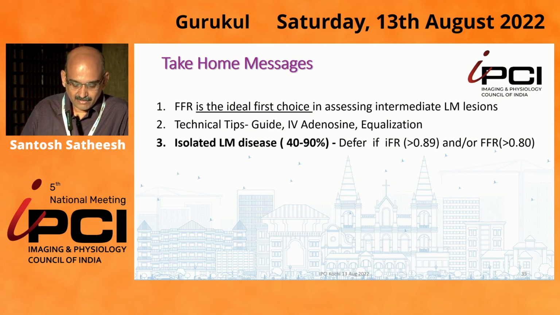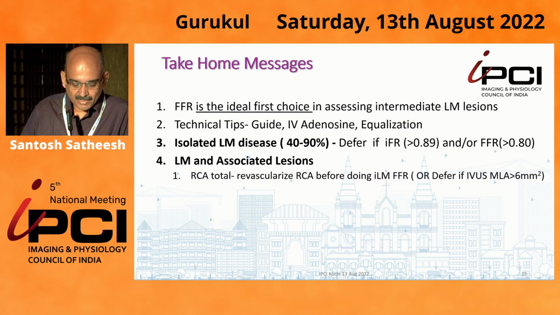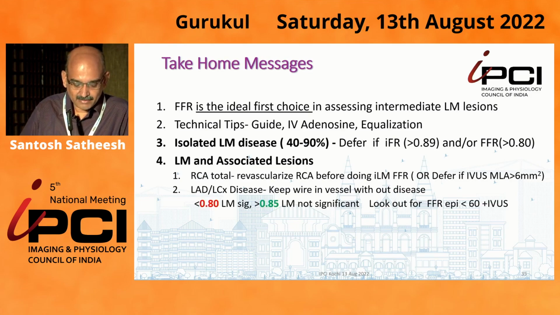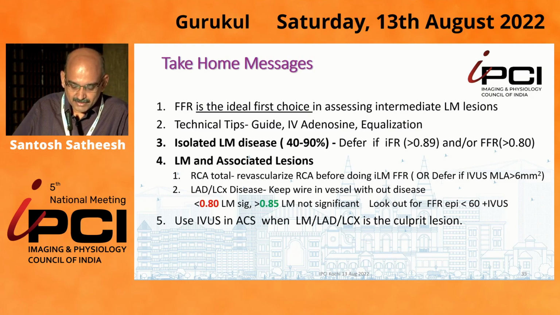Isolated left main disease: defer if iFR is more than 0.89 and FFR is more than 0.80. Left main and associated lesions, RCA total: revascularize RCA before doing left main FFR, or defer if IVUS MLA is more than 6. Circumflex and LAD associated disease: keep the wire in the vessel without disease. Less than 0.8, left main significant; more than 0.85, left main not significant. Look for epicardial FFR of less than 0.6, and IVUS assistance can be used.